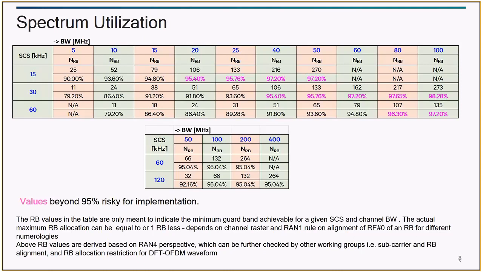But as I said, the key thing about spectrum utilization is that in LTE, only 18 megahertz of your channel was a usable PDSCH channel. In case of NR, it goes in certain configurations to as high as 95 to 97%. So you get 5 to 7% higher spectrum utilization in the same bandwidth.